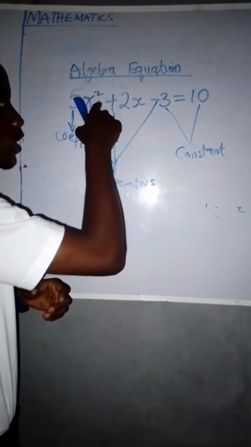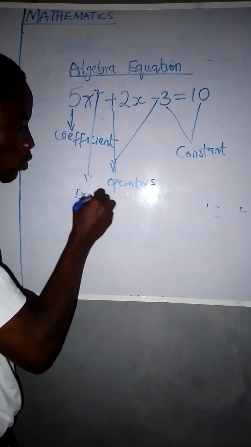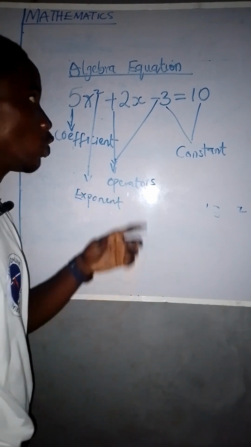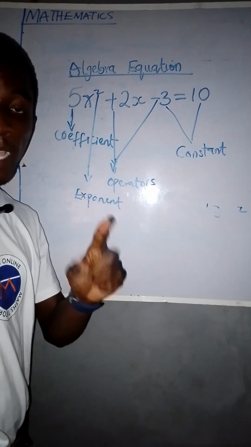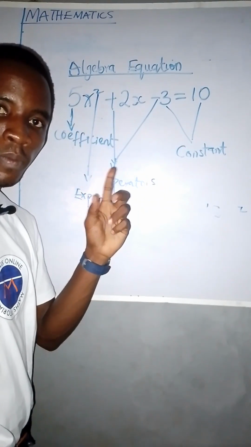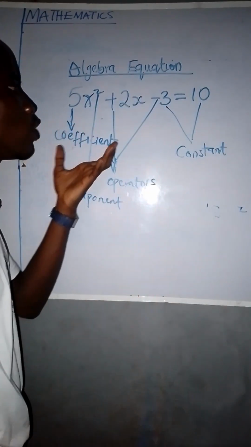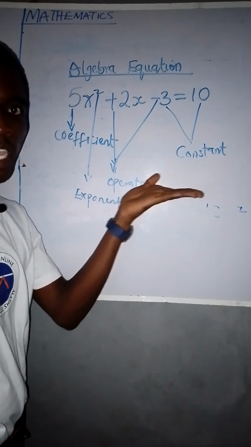Then we have the square here. This square represents an exponent. Why is it an exponent? Because it's a power present in the variable. Are you following? So good. From this particular equation, I'm able to explain to you the terms present in an algebraic equation.